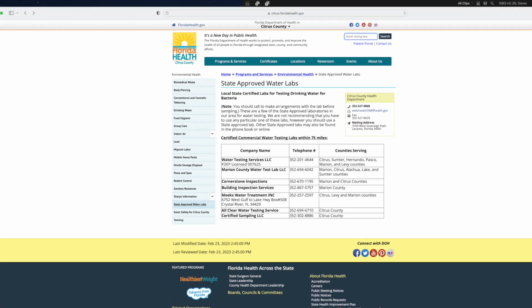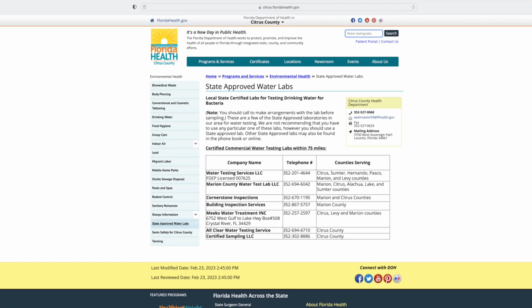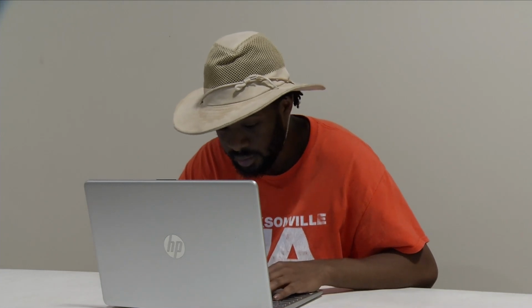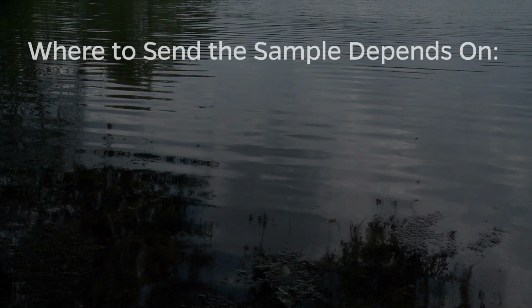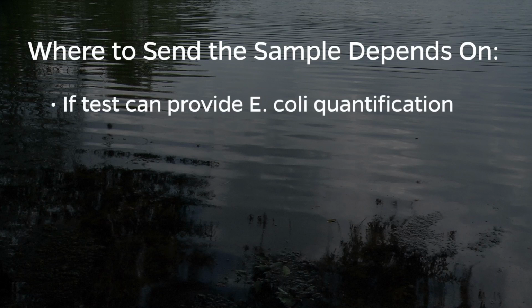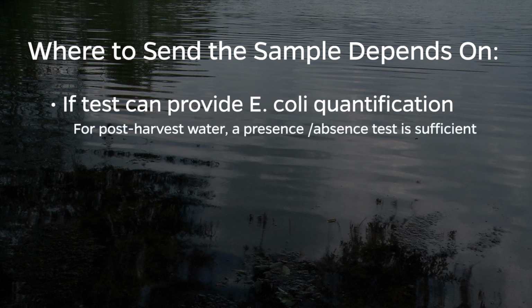You must find a lab that conducts testing for the specific test you need. You can conduct an internet search or contact your local extension office or grower organization to help you identify a nearby water testing lab. Some of the factors you should consider when choosing a testing lab include: do they have a test that will quantify the amount of E. coli present in my water sample? For post-harvest water, a presence-absence test is sufficient.